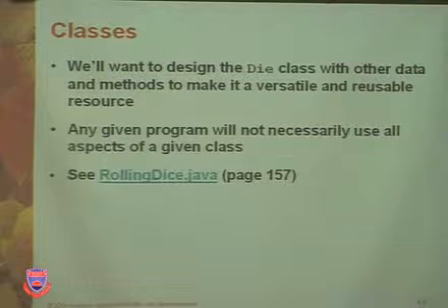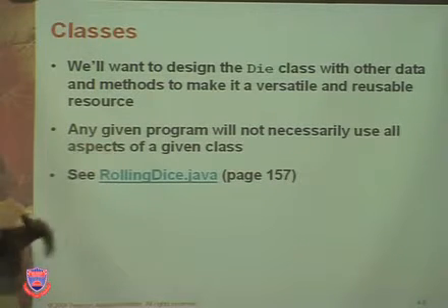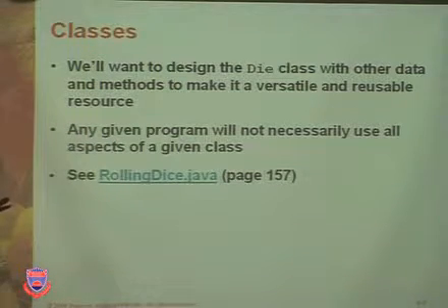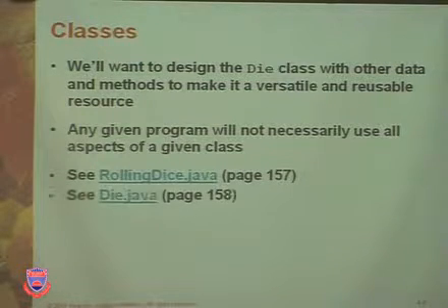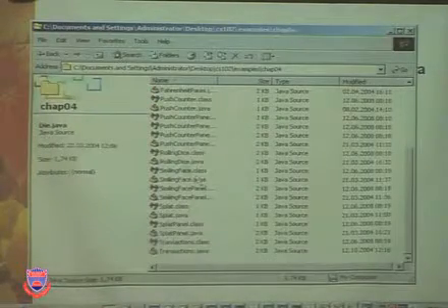So we design our die with the other data and methods to make it a reusable class. We have a runner class and also the main class. I have shown you the main class. However, you can have a runner class which is here called RollingDice.java. I will show you that shortly.